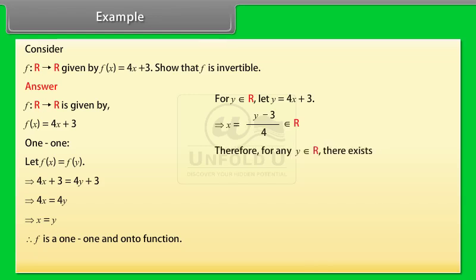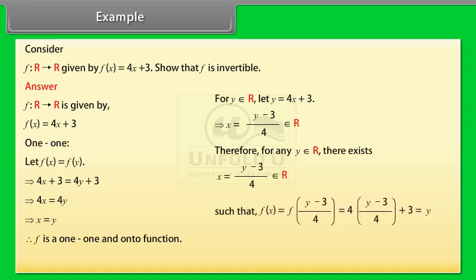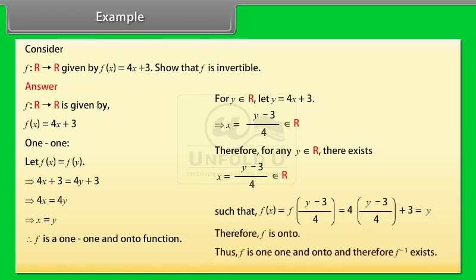Therefore, for any y belongs to R, there exists x = (y - 3)/4, which belongs to R, such that f(x) = f((y - 3)/4) = 4 × (y - 3)/4 + 3 = y. Therefore, f is onto. Thus, f is one-one and onto, and therefore f inverse exists.